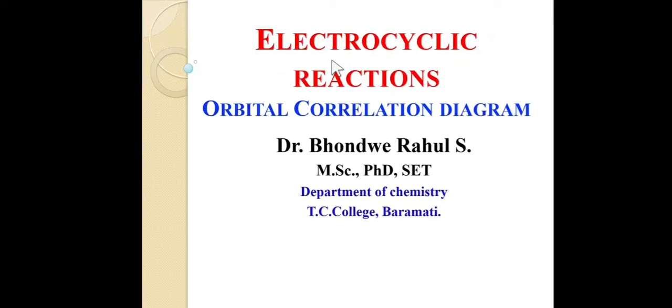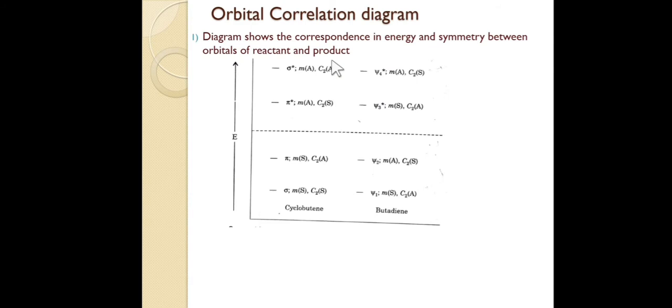Hello students, today we are going to discuss how to construct a correlation diagram, or orbital correlation diagram. So let's see. An orbital correlation diagram is a diagram which shows the correspondence or connection between energies and symmetries of orbitals of reactant and product.